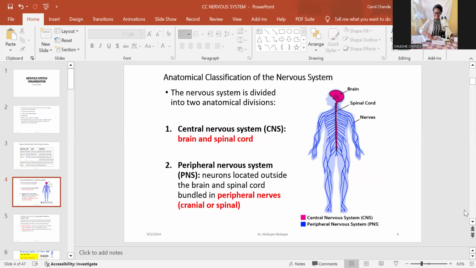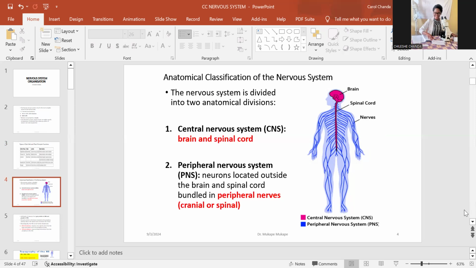Now, the divisions of the nervous system. We have two major divisions of the nervous system. One, we have the central nervous system, and the central nervous system is said to be made up of the brain and the spinal cord.